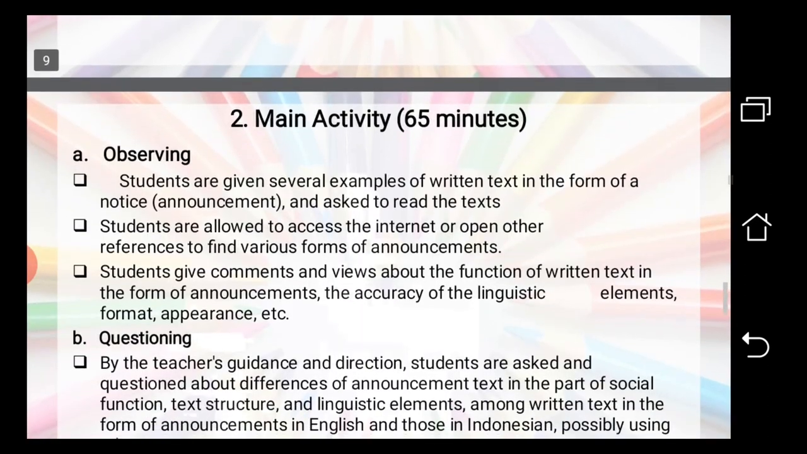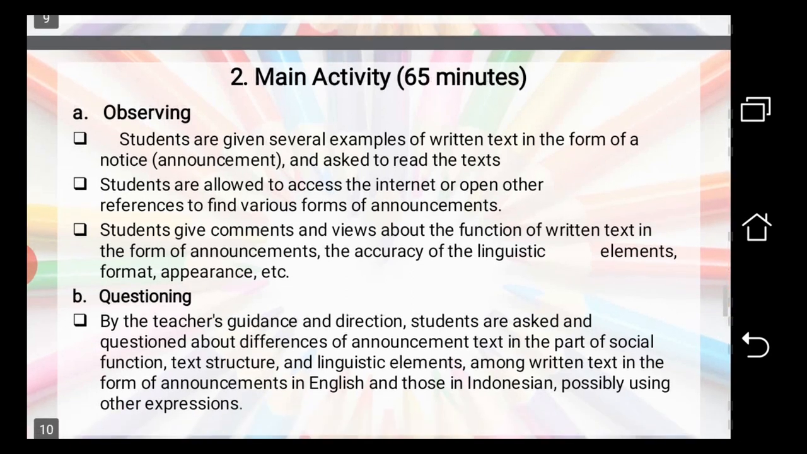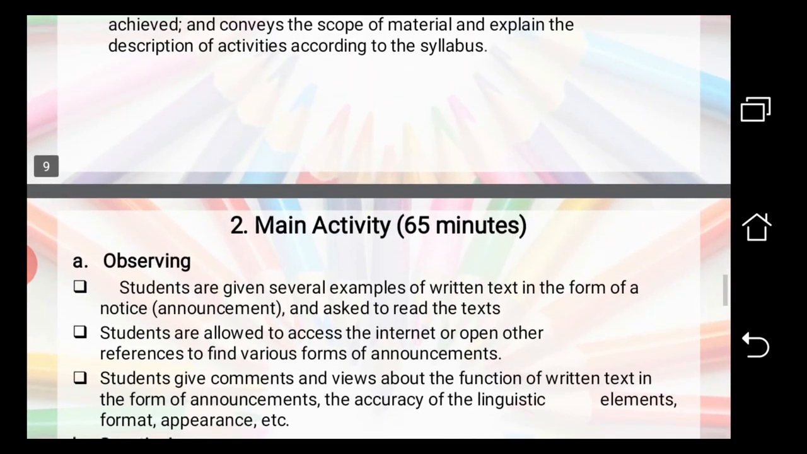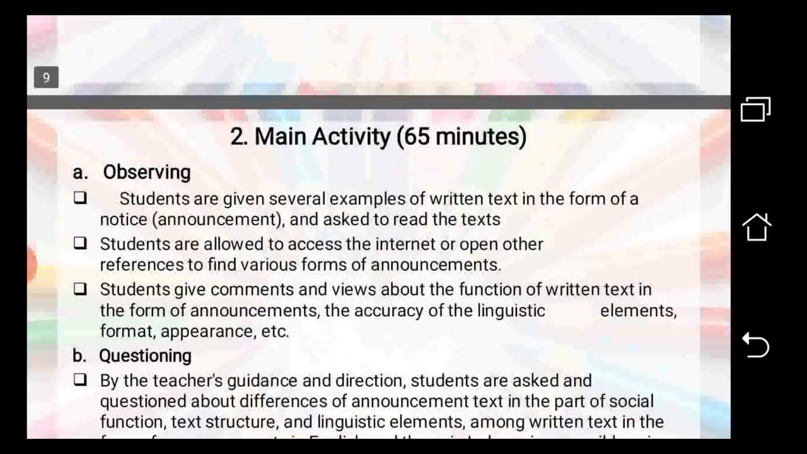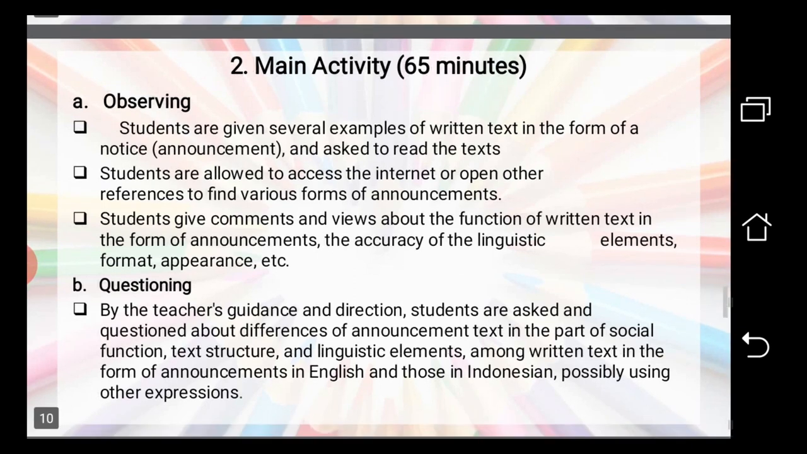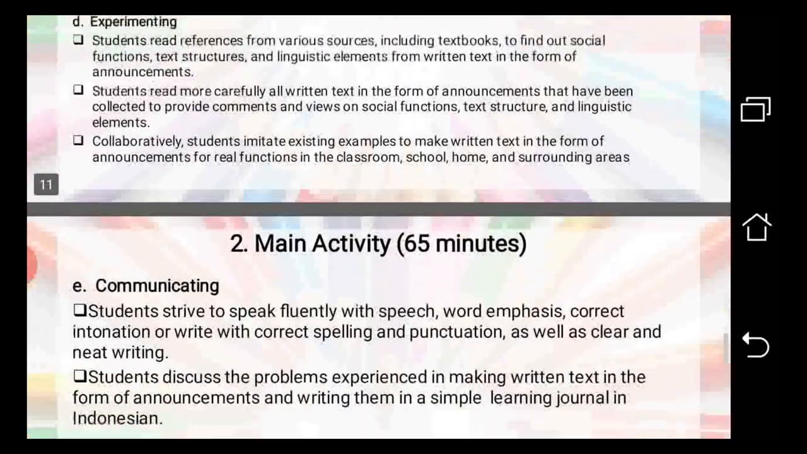And for the main activity, it covers about 65 minutes. And here, in this stage, it is the scientific approach stages, which we put here. The first one is observing, questioning, associating, experimenting, and the last one is communicating.